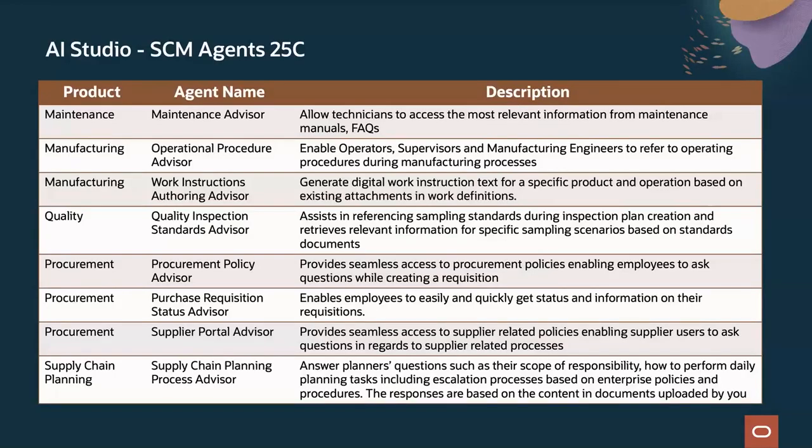In planning, the supply chain planning process advisor helps planners address questions such as the scope of their responsibility, as well as how to perform the daily planning tasks that are often complex, including escalation processes based on enterprise policies and procedures. The responses are based on the planning process documents that are uploaded to the agent.